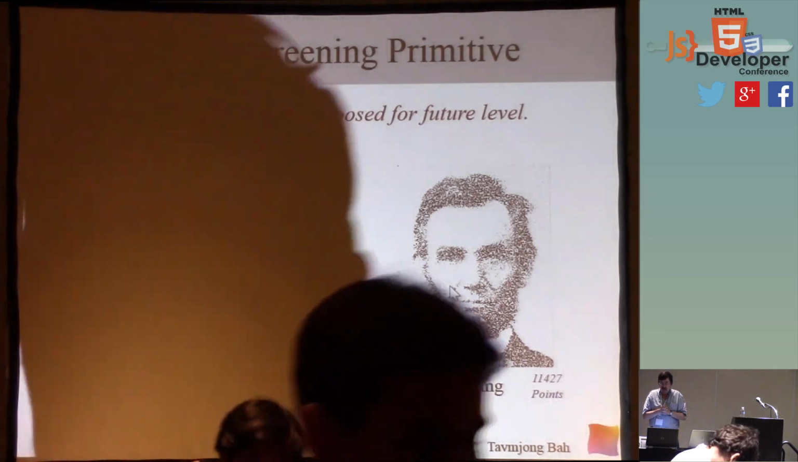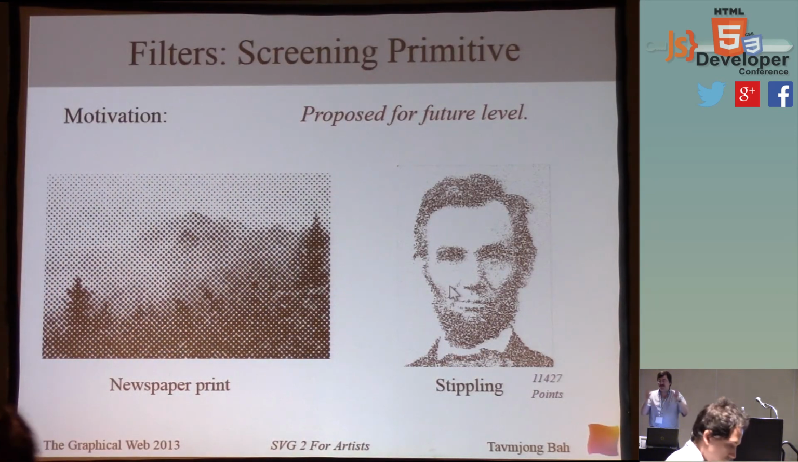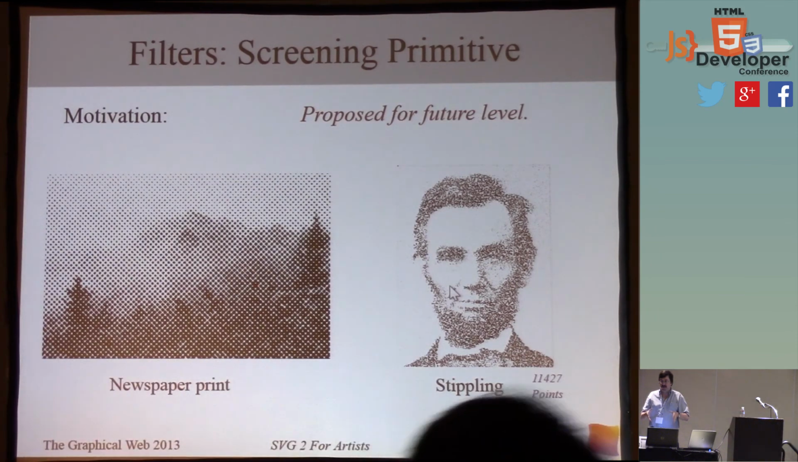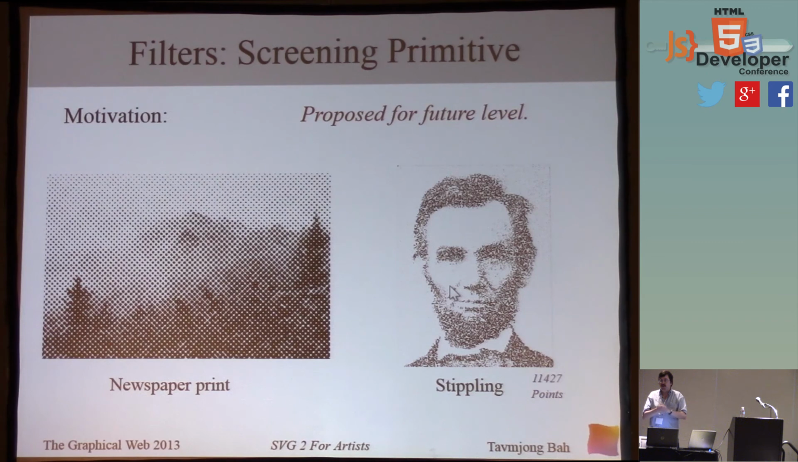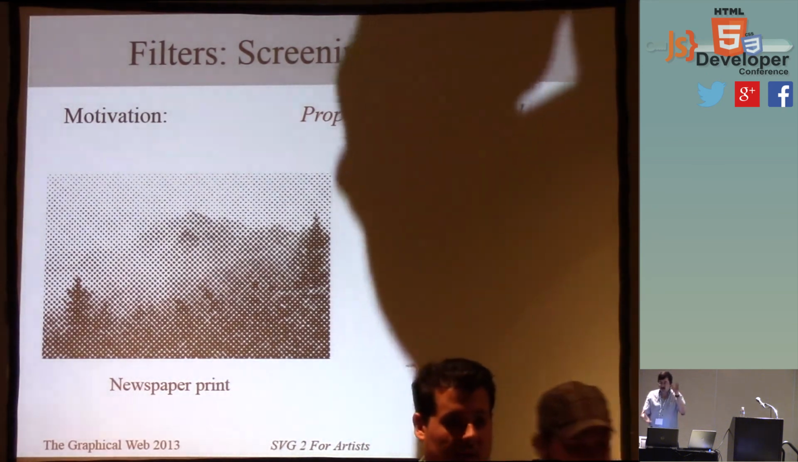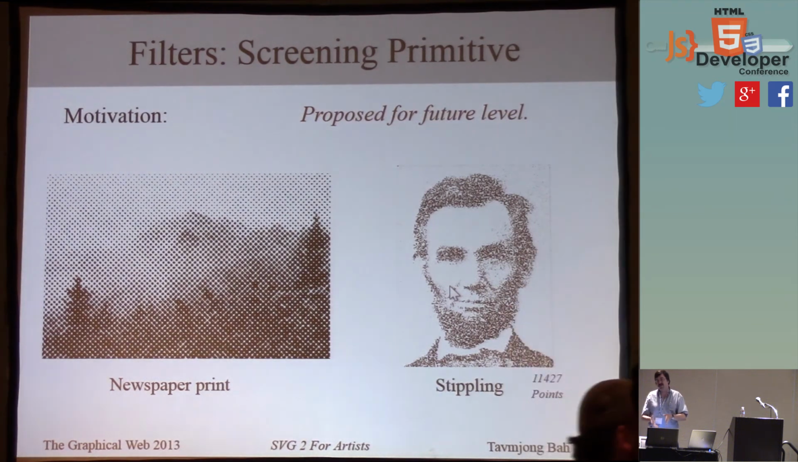SVG's got filters, and a filter effect is made up of primitives. So you have things that, for example, you can shift an image, you can blur an image, you can merge two parts together. Those are all primitives. And there are about 15 primitives, 13 primitives, something like that. And so if you add another primitive, then that would be part of that chain.